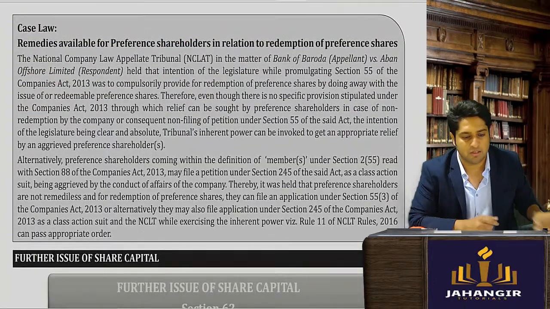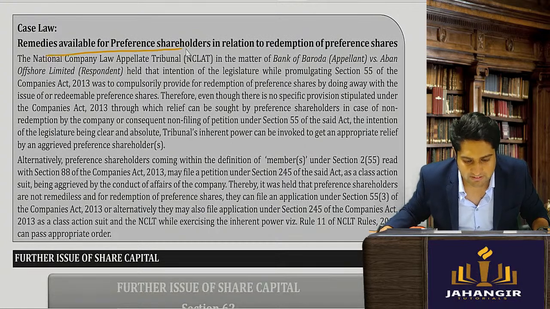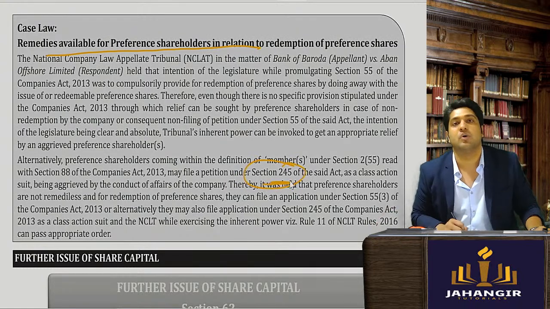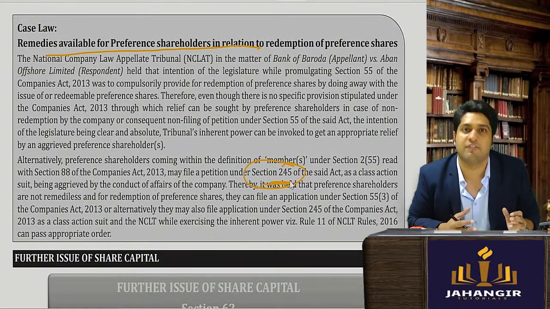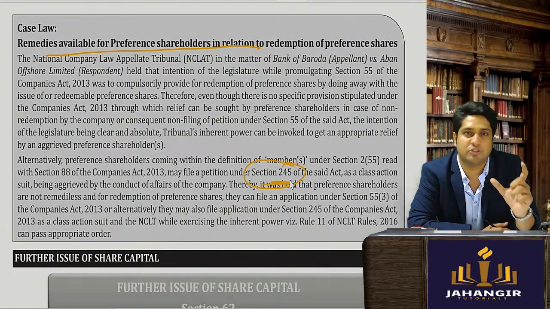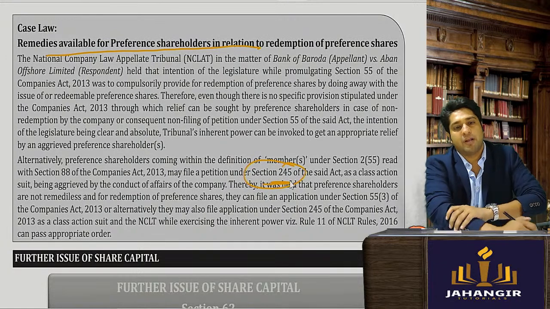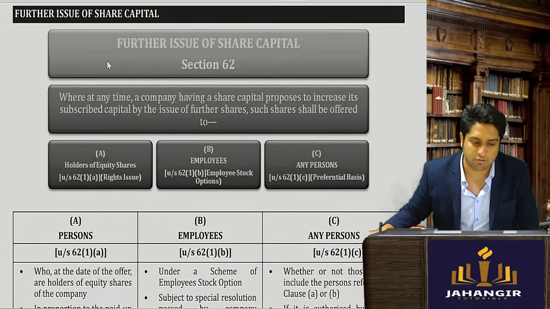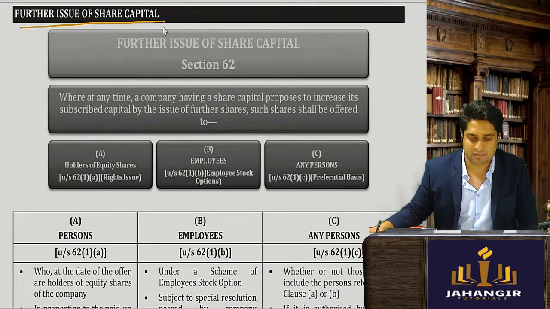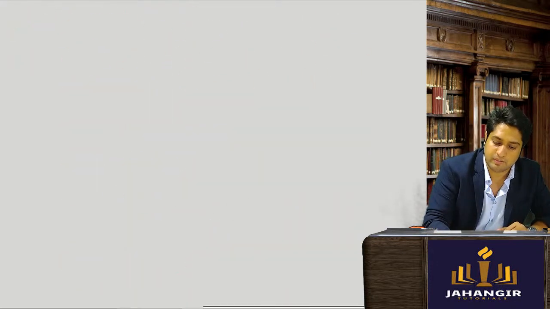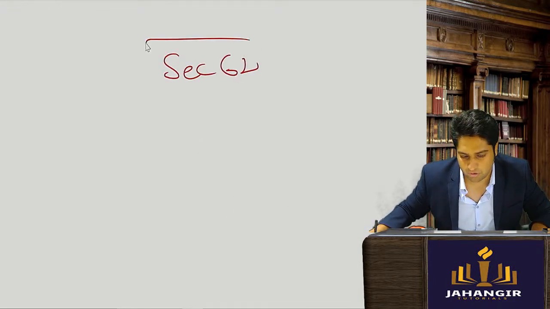Now, in case the preference shareholders have any kind of issue, then as per section 245, which gives them class action rights, all the preference shareholders can come together, where they fulfil the requisite majority given, then they can file for oppression and mismanagement. Now coming to the next important concept, which is of further issue of capital, which is a past exam question also, section 62. So let's come to it. Section 62. Okay, let's see if you know it or no.